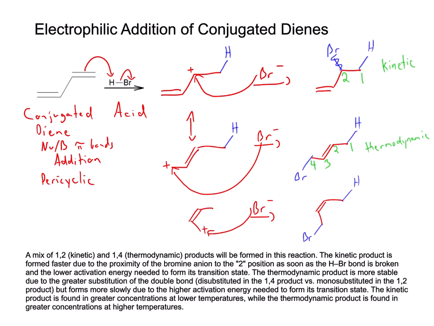The thermodynamic product is more stable due to the greater substitution of the double bond in the final product. If you look at that 1,4 product, it is di-substituted in the 1,4 versus mono-substituted in the 1,2. But this product forms more slowly due to the higher activation energy needed to form its transition state. The kinetic product is going to be found in greater concentrations when we carry out this reaction at lower temperatures, while the thermodynamic product is found in greater concentrations when it's carried out at higher temperatures.